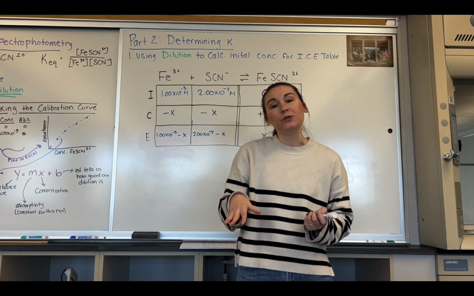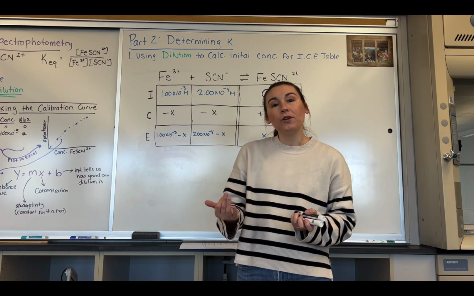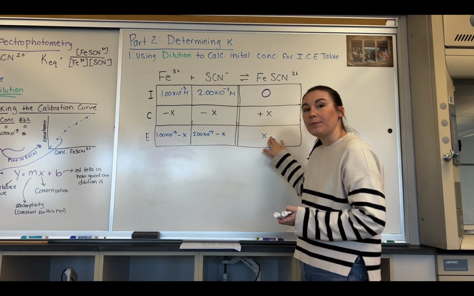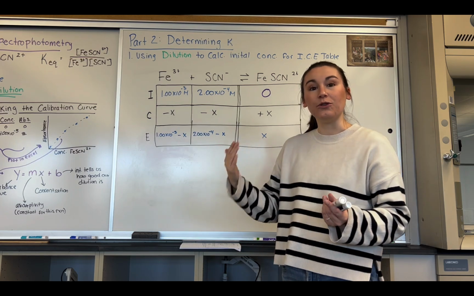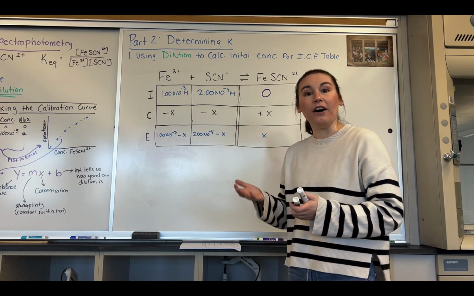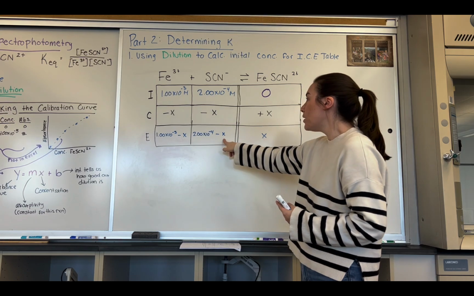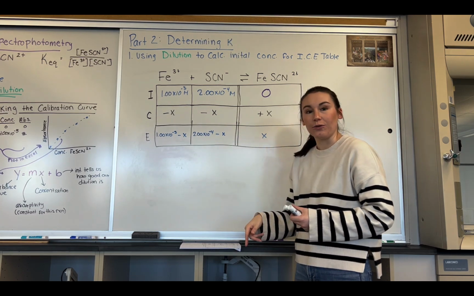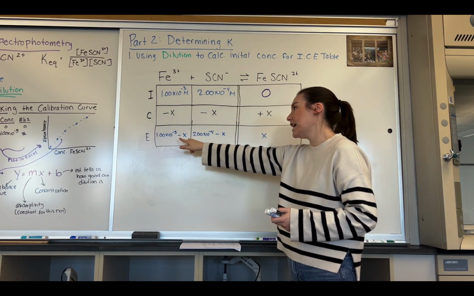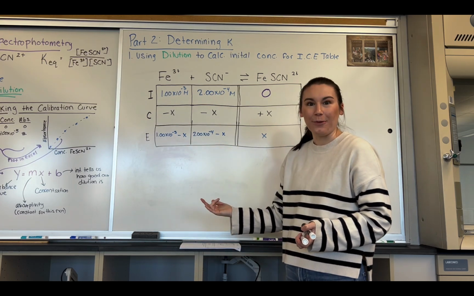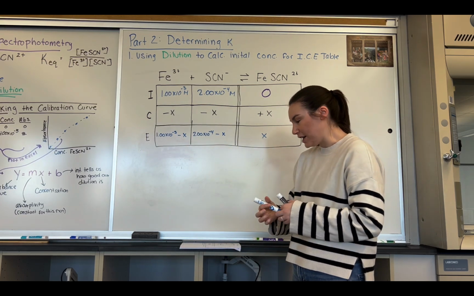We can use the absorbance that we got for that solution in order to solve for this X, because that X is showing us the equilibrium concentration of our iron thiocyanate. If we know this X, well then we can plug it into these two equations and solve for our equilibrium concentrations that way, okay? So let's take a look at that.